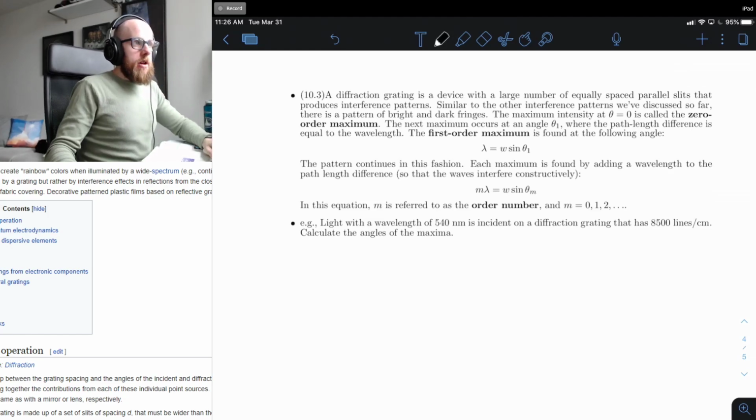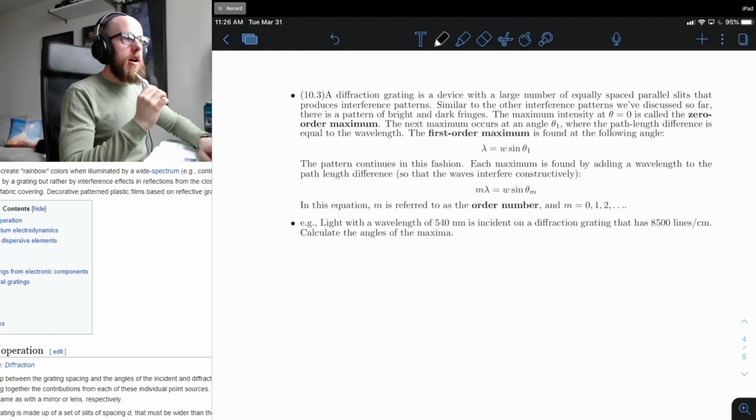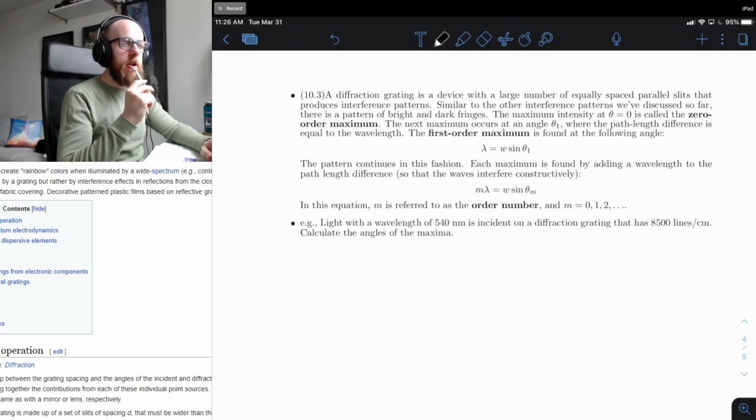Okay, so let's get back to it. So again, a diffraction grating is a device with a large number of equally spaced parallel slits, and when we shine light on that diffraction grating, it produces an interference pattern.